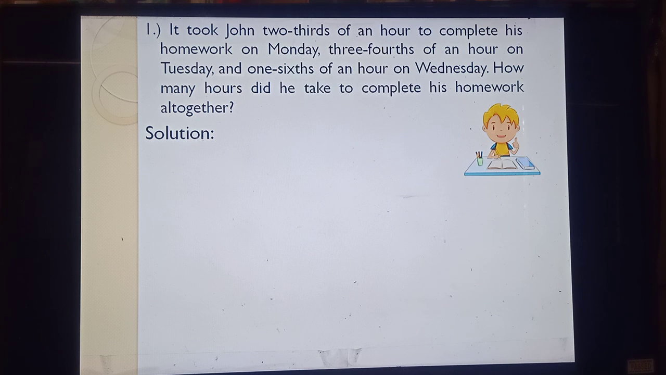It took John 2/3 of an hour to complete his homework on Monday, 3/4 of an hour on Tuesday, and 1/6 of an hour on Wednesday. How many hours did he take to complete his homework altogether? So for this problem, it is asked for the total number of hours that John took to answer his homework. So what are we going to do? Just simply add all the given.